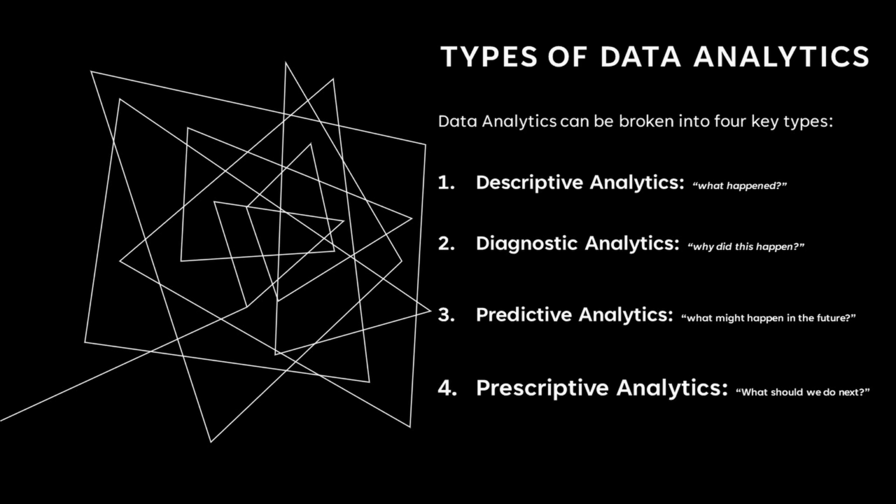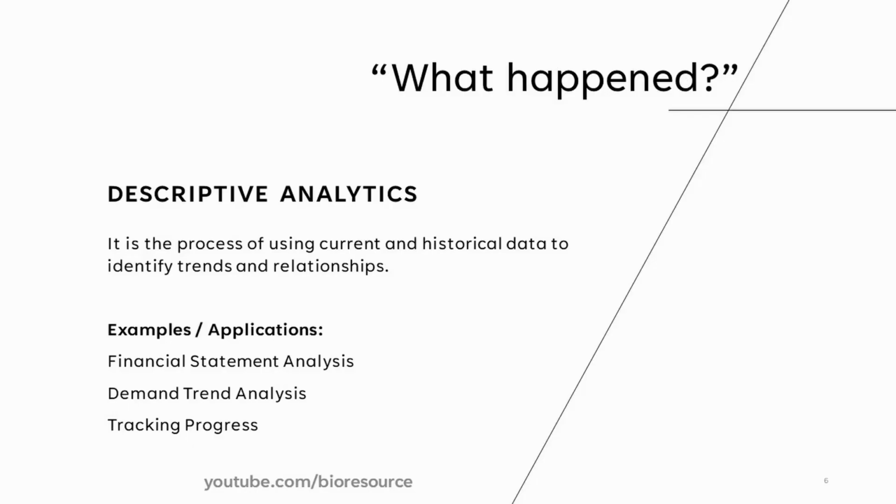So let's go into detail with descriptive analytics. Descriptive analytics answers the question of what happened. It is the process of using current and historical data to identify trends and relationships. It is the simplest form of data analysis, and it is useful for observing change over time and using trends for further analysis to drive decision making. Some examples or applications of descriptive analytics are financial statement analysis, demand trend analysis and tracking the progress towards certain goals.